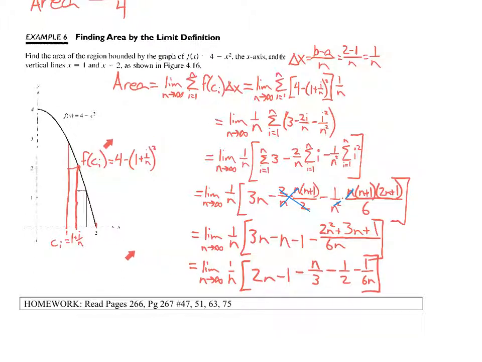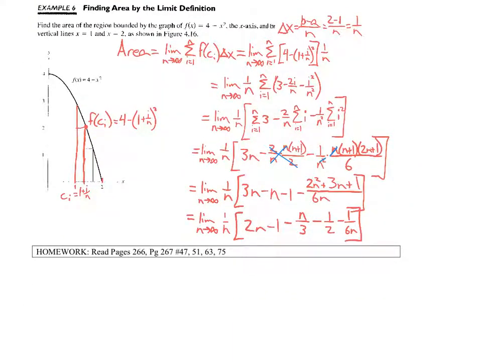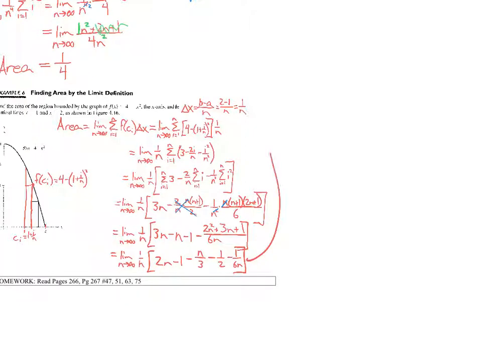Now, let's keep going. Come up here a little bit. The limit as n approaches infinity. And at this point, I'm going to distribute in the 1 over n. So that's just going to be a 2 minus a 1 over n minus a third minus a 1 over 2n minus a 1 over 6n squared.